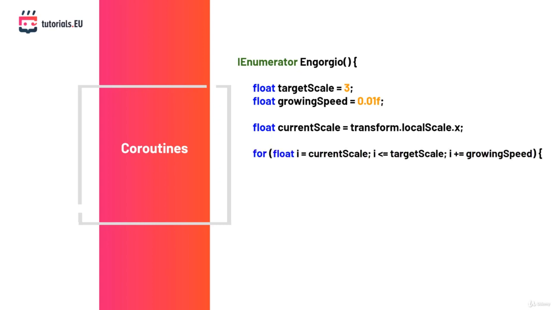Now inside of a for loop, we start from our current scale. We keep going until our current scale reaches our target scale, and each iteration we increase our current scale by our growing speed. Then we simply set our scale to our new scale, which is the current scale times the Vector3.one. As we said, it's a sphere, so we want our scale to be the same on every axis.